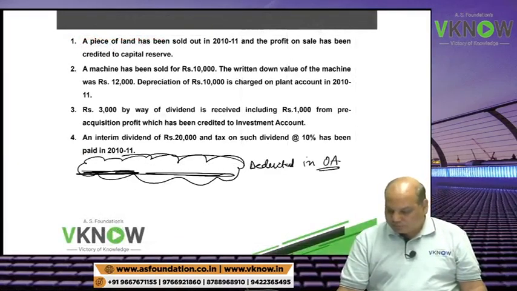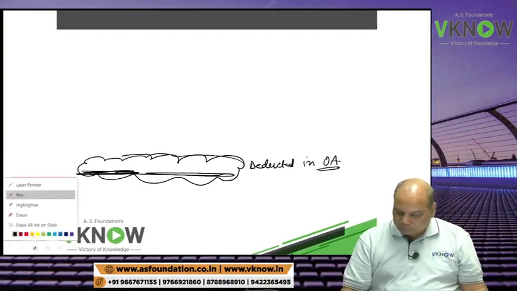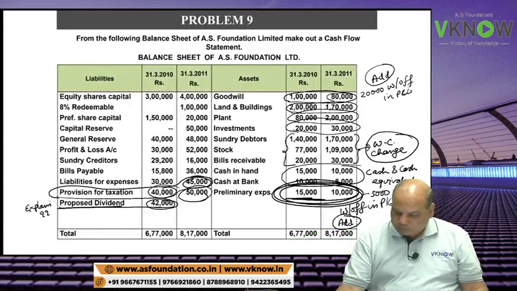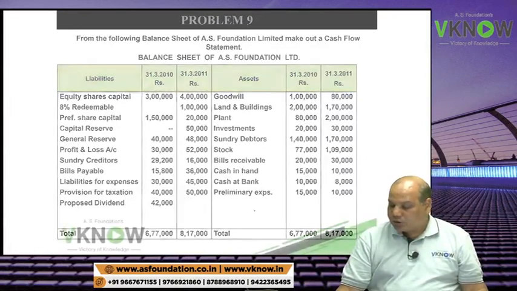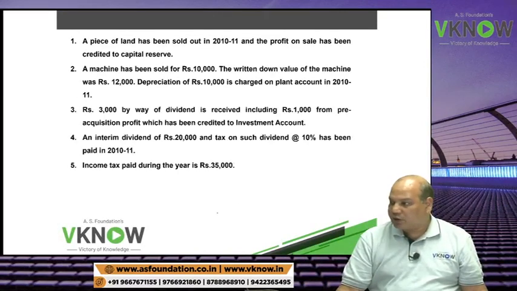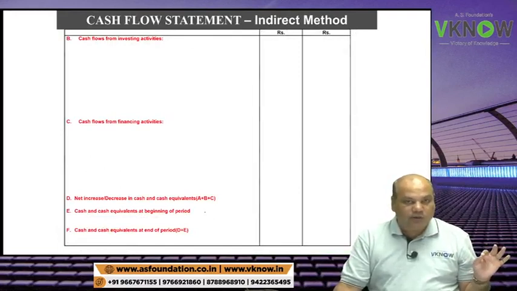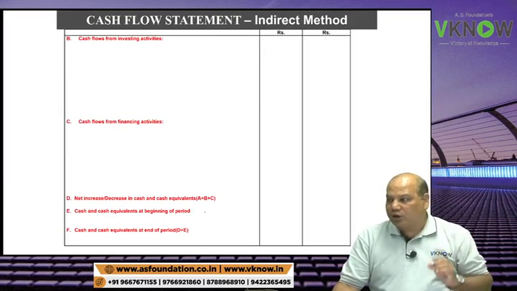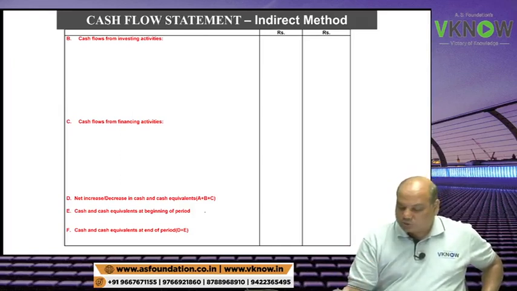So you see, in this question we have one opening balance sheet. Share capital 3 lakh versus 4 lakh. Nothing is given about equity share capital in the problem. If nothing is given and it has increased from 3 lakh to 4 lakh, what can we assume? We can assume issue of share.